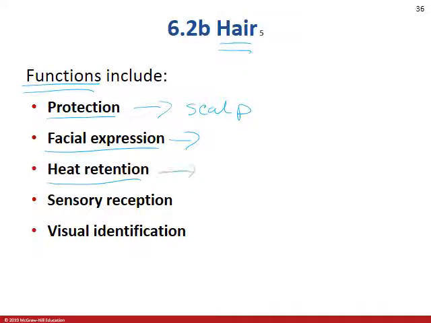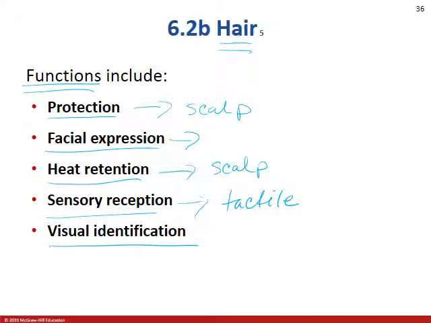Heat retention. Again, you could think of the scalp here. It's the same idea if you put a hat on, right? So the hair on top of your head helps keep or retain body heat and keep us warm. We have sensory reception. We talked about those tactile cells that allow us to know if something is touching our skin. And then your book mentions visual identification. So we can usually tell about how old somebody is, whether their hair is graying or not. We can usually tell male versus female. So it does give us some visual cues.